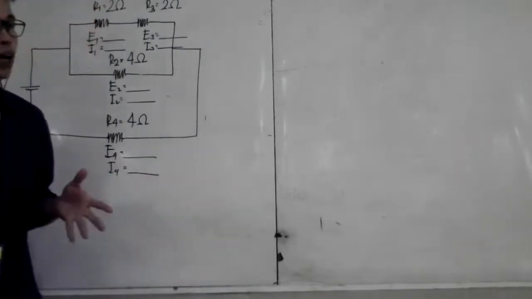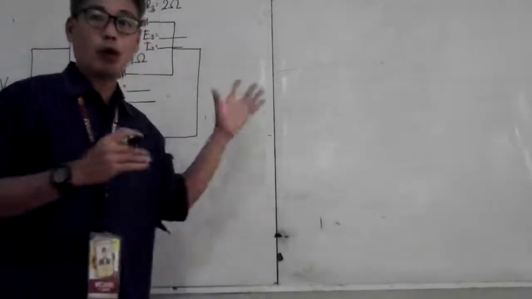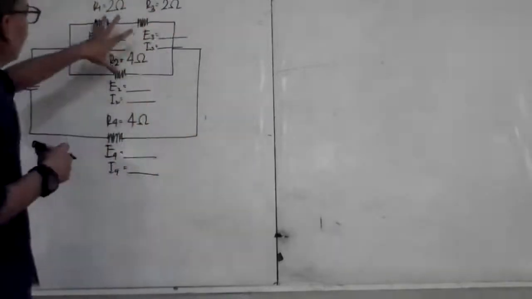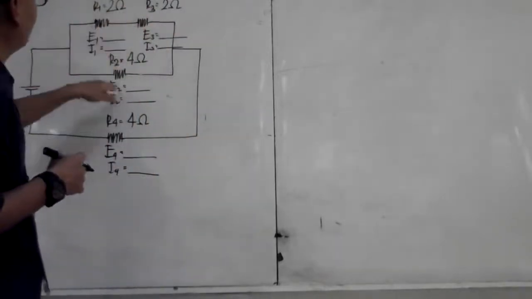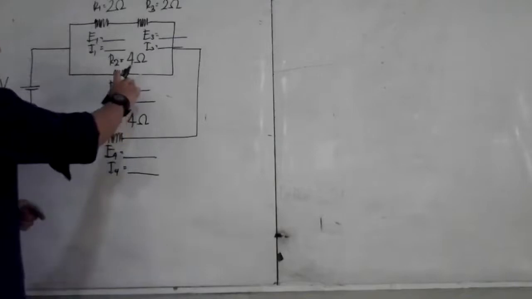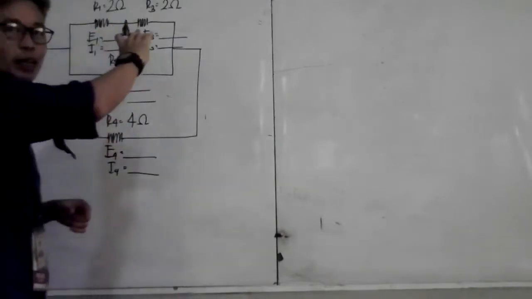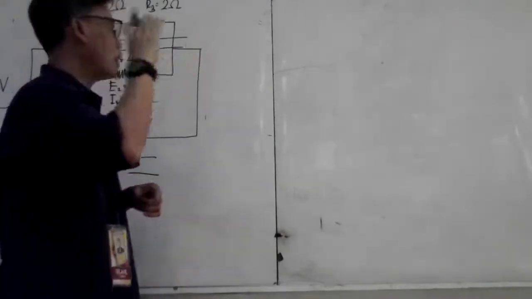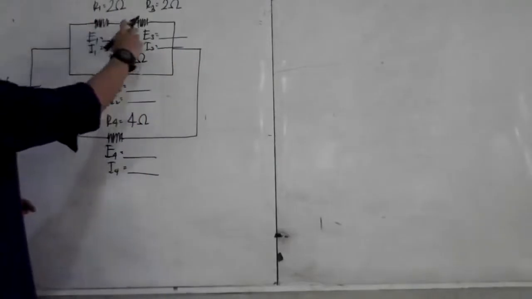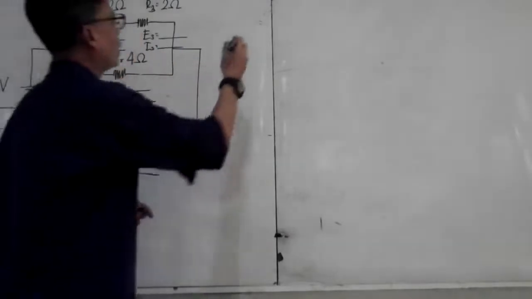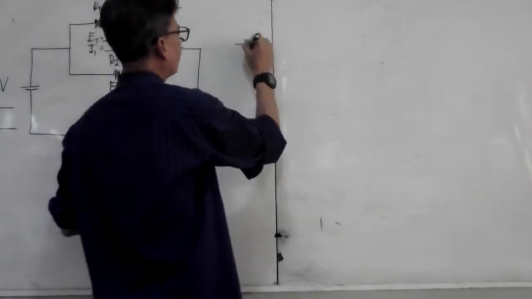Okay, so, how do we start? Sabi ko nga, we start from the complex part. Now, hindi mo pwede i-consider itong tatlong ito kasi R2 is parallel with 2 resistors. So, hindi pwede. Formula natin is only for 1 resistor. So, pwede mo lang i-solve dyan is yung R1 and R3. So, we combine them. Now, let's draw the circuit again.